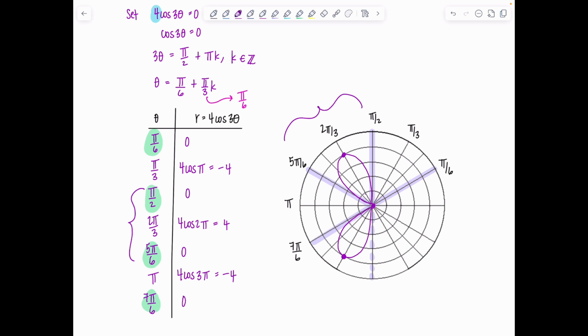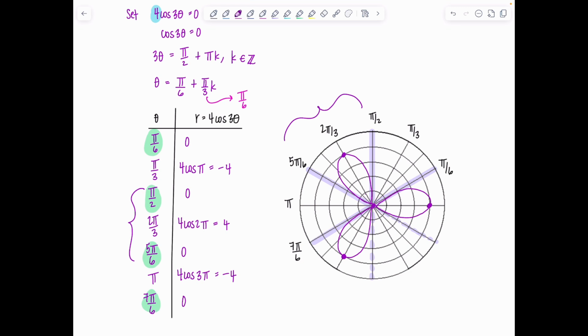1, 2, 3, 4. Okay, and then since it was negative, that means it's bounded between 7 pi over 6 coming through to the other side, and 5 pi over 6 coming through to the other side, here-ish. So that petal needs to live right in here. Boom, there's your 3 petals.